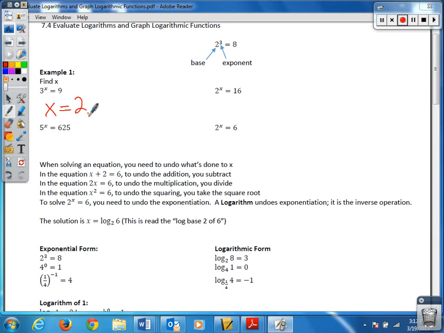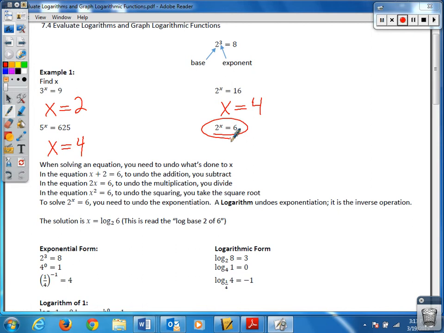We go to the right, 2 to the fourth power is 16. So that's 2 times 2 times 2 times 2. So x has to be 4, because that's the power we have to raise 2 to get 16. 5 to the fourth is 625, so here x is 4. And then if we look at this last one, 2 to the x equals 6. Well, we don't really have a good way of getting that. In fact, we don't have a way of getting that until this lesson.